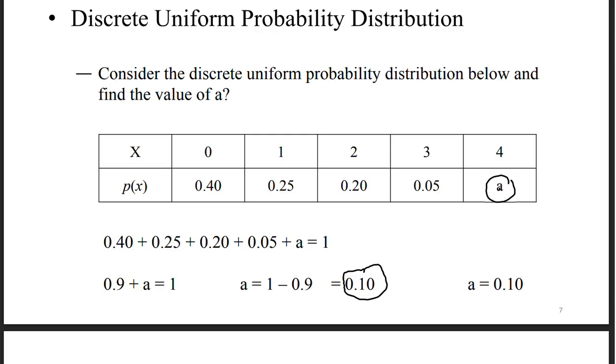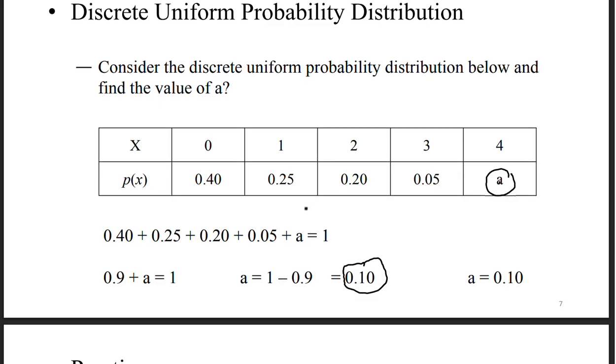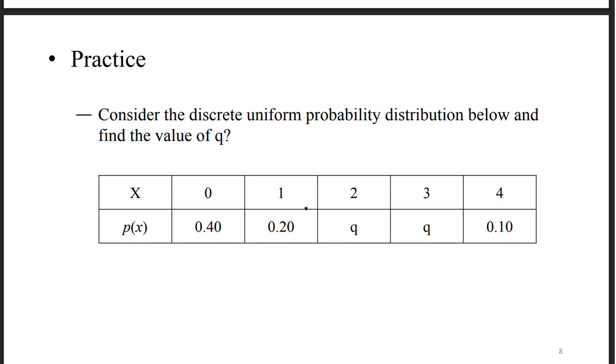And so the big question is, what is a discrete uniform probability distribution? We are basically looking at the type of random variable where for the different values of that random variable, we have an assigned probability value. Discrete uniform probability distributions are pretty easy to look at. I want you to look at this example here. Consider the discrete uniform probability distribution below and find the value of Q.